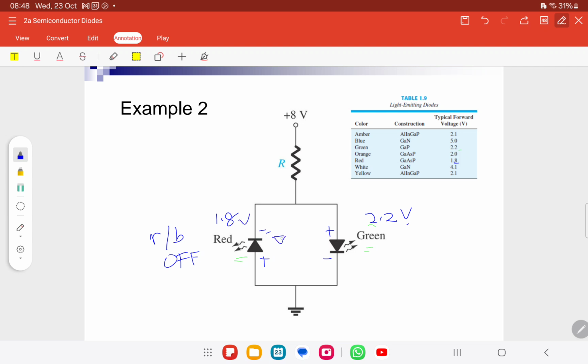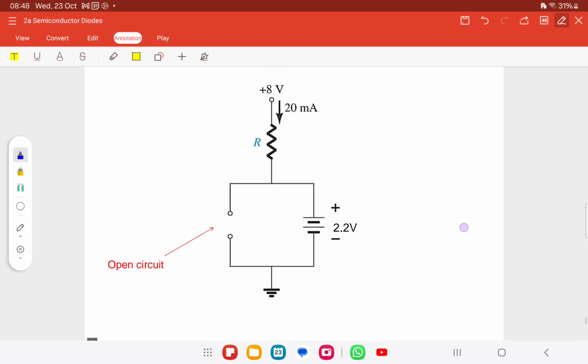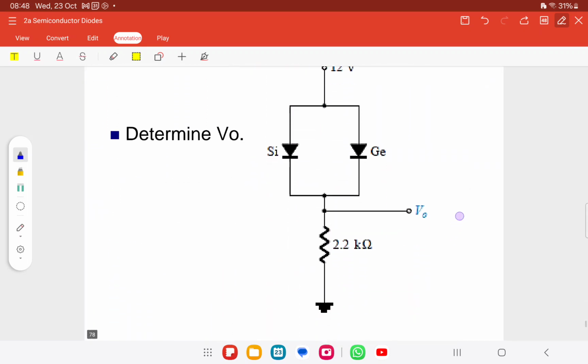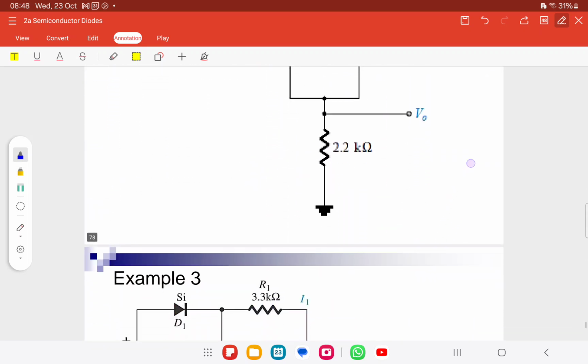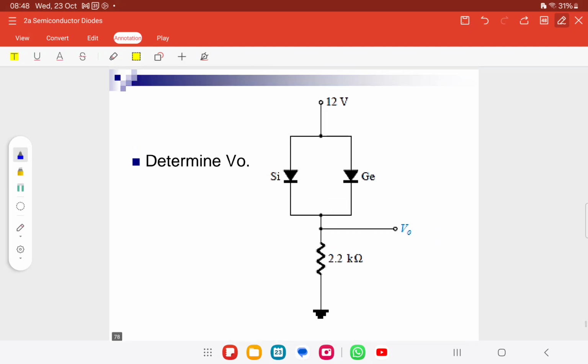Let's say the shape is like this. If so, which one? Red. So this one does not light up. This one from before is open circuit, because of reverse bias, the polarity is reversed. Okay, for this 0.7, this is 0.3.